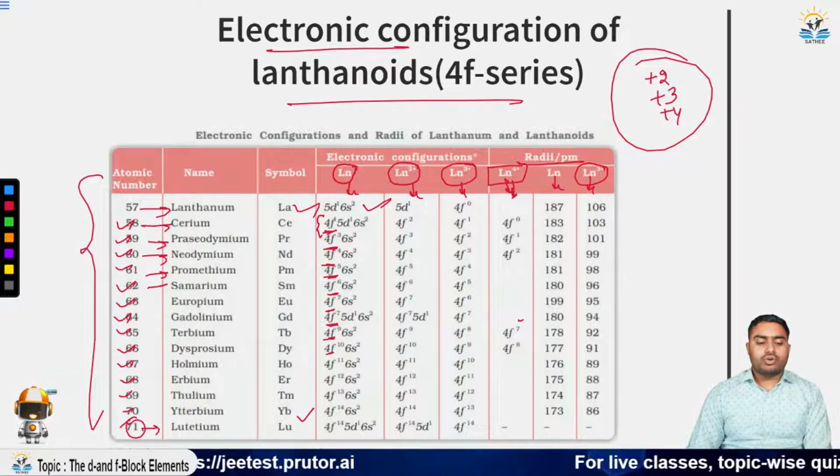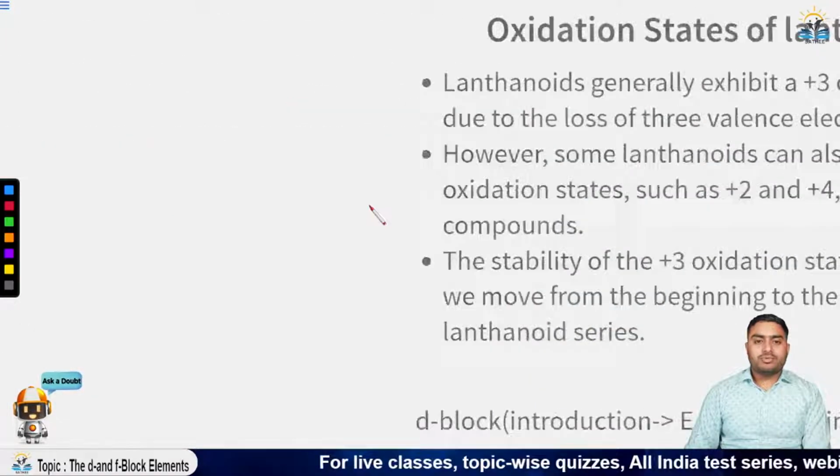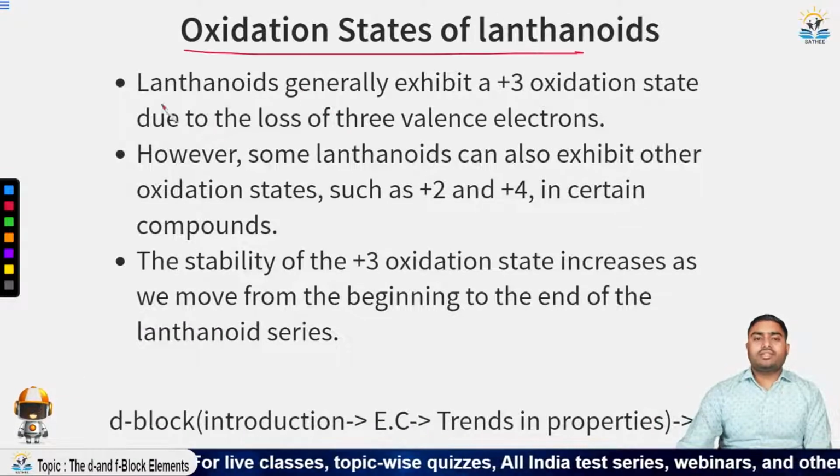Only electrons outside the xenon core are indicated, right? So these electrons are outside the xenon core. So let's move to the next point. You can see the oxidation state of lanthanoids.